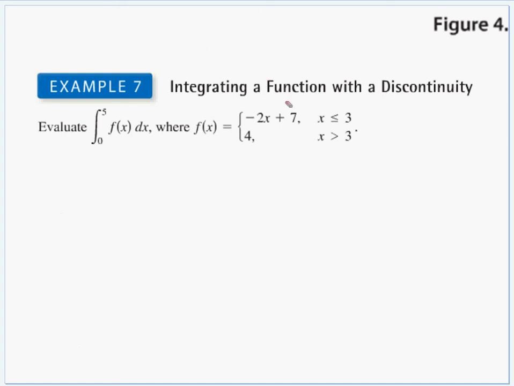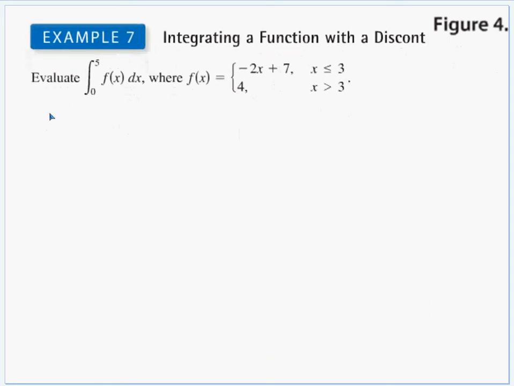Okay, integrating a function with a discontinuity. So let's use the graph on this one. Evaluate the integral from 0 to 5 of f of x dx, where our function is piecewise: -2x plus 7 if we're less than or equal to 3, and then beyond 3, it's equal to 4. So our transition number is at 3, and that 3 is in between 0 and 5.